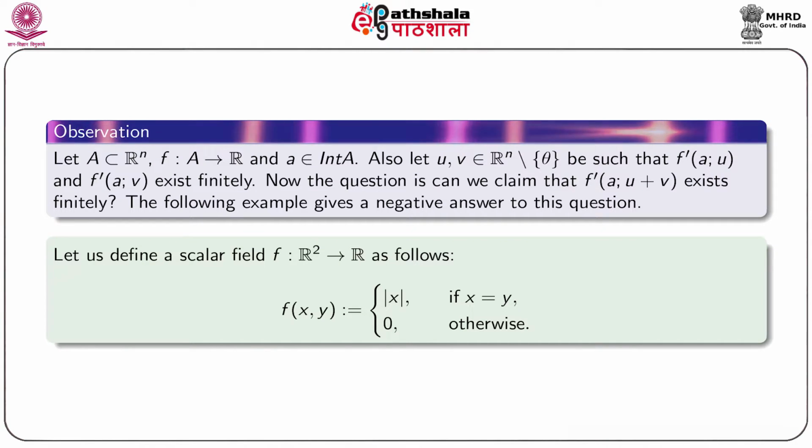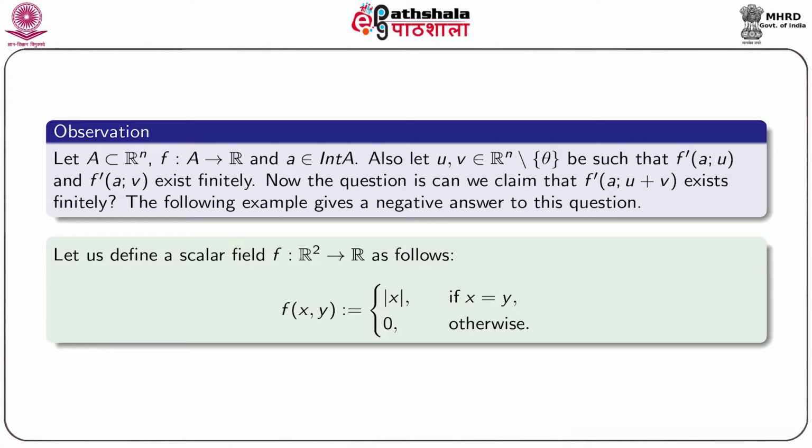Let A be a subset of R^n, a is an interior point of the set A and f is a scalar field defined on A. Let u and v be members of R^n, both non-zero, such that f'(a; u) and f'(a; v) exist finitely. Now, the question is regarding the existence of f'(a; u + v). We show that it may so happen that both f'(a; u) and f'(a; v) exist, but not f'(a; u + v). We cite an example.